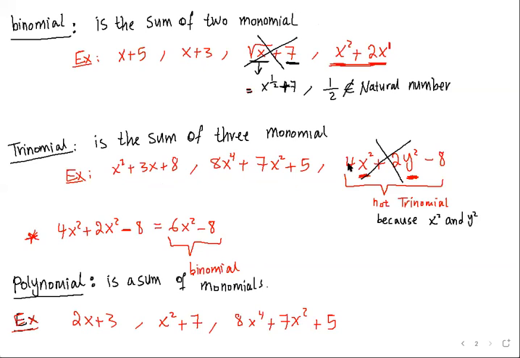Okay, let's go to the next slide. So now I will give you the general definition of a polynomial. A polynomial is an expression of the form a_n x^n plus a_(n-1) x^(n-1) plus dot dot dot plus a_1 x plus a_0.